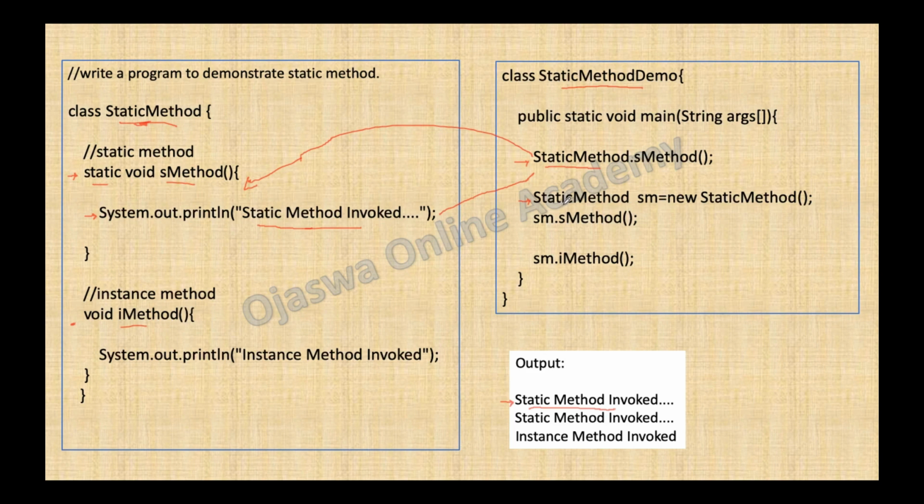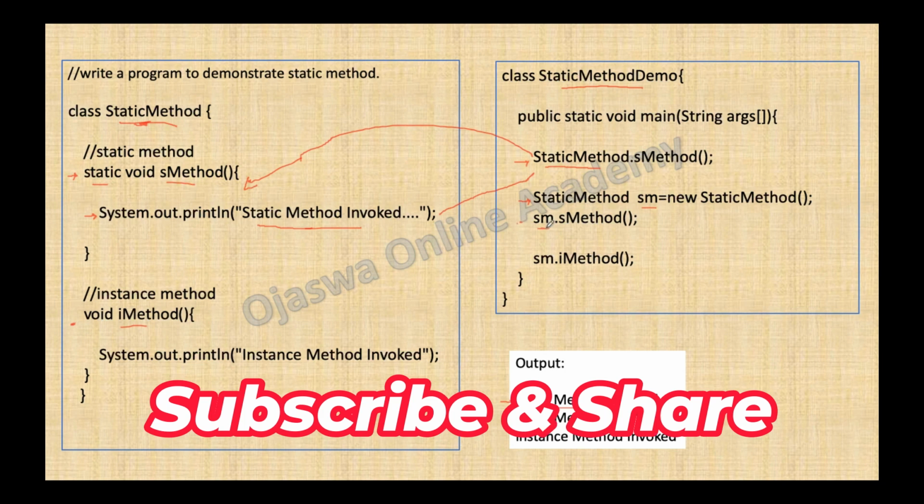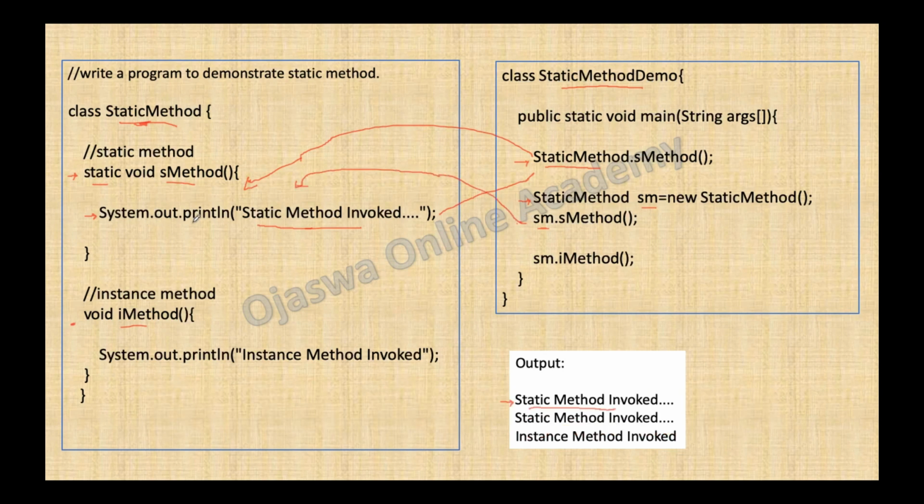That is, we are creating an object, StaticMethod sm equal to new StaticMethod. This is the object creation. Object sm will be created. Java has given one more way to call a static method, that is using an object. You can call using object name dot method name. sm is the object dot sMethod. This is another way of calling static method. So this is a method call. From here, control of the program will go to the method definition and the code inside the method will execute. SOP will print static method invoked to the console. So this is the output.